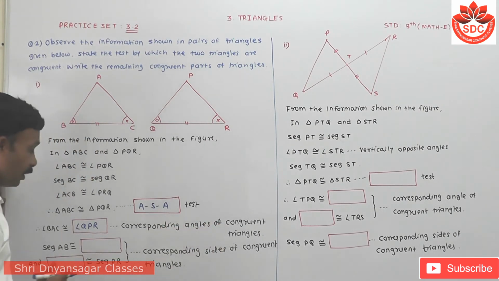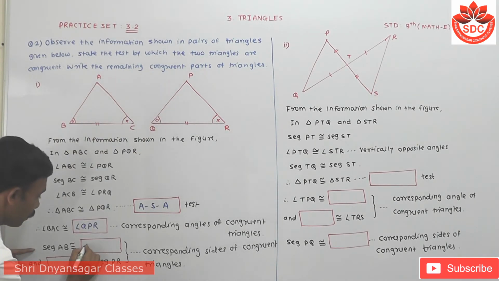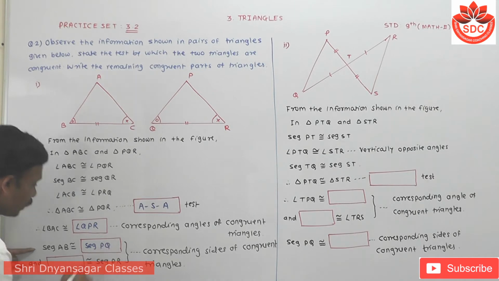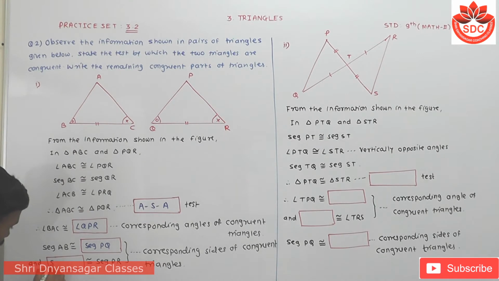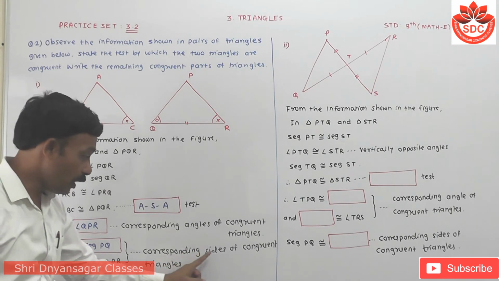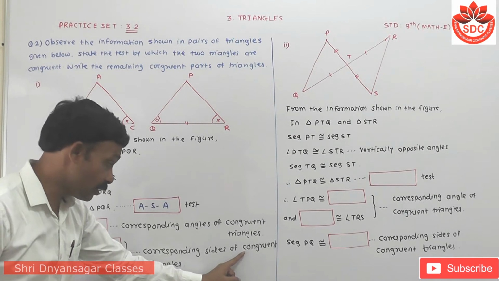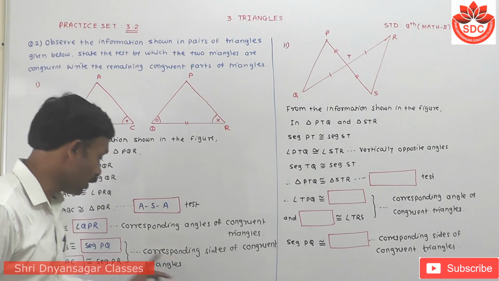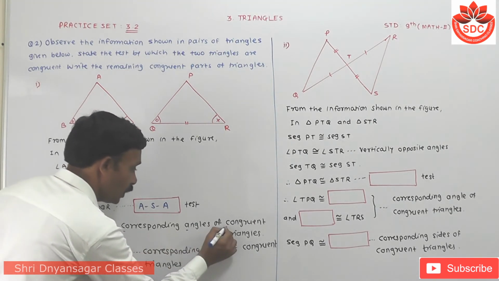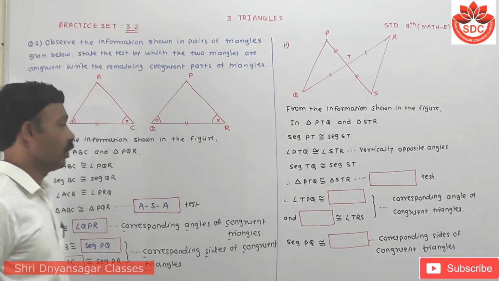CACT. Then segment AB is congruent with the corresponding segment PQ. And segment PR is given, so the corresponding is AC. So I am writing that segment AC is also congruent, by corresponding sides of congruent triangles. In short, we write CSCT. Look here, here is CACT, here is CSCT. After this, we use only these short forms.